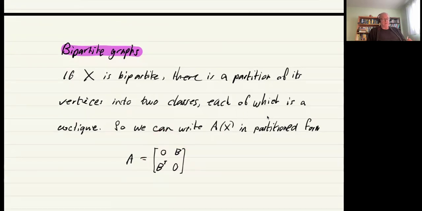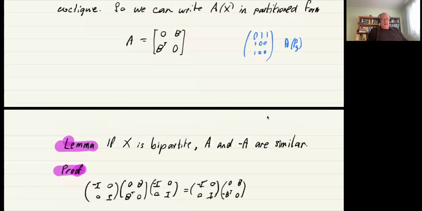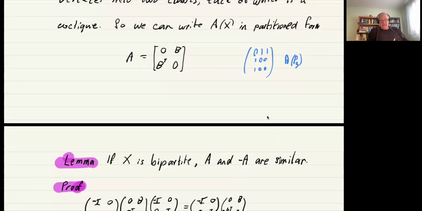Okay, so for a trivial example, for P3, you get that, and so we get this. But any bipartite graph, the adjacency matrix can be written in this form. Now, this has an important consequence: if X is bipartite, then the adjacency matrix and minus the adjacency matrix are similar. So A and minus A have the same eigenvalues, and so the eigenvalues of A are symmetric about 0.